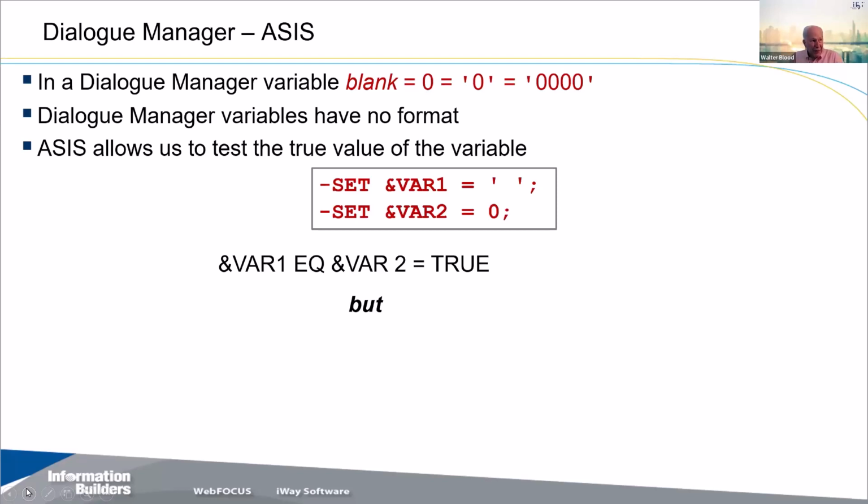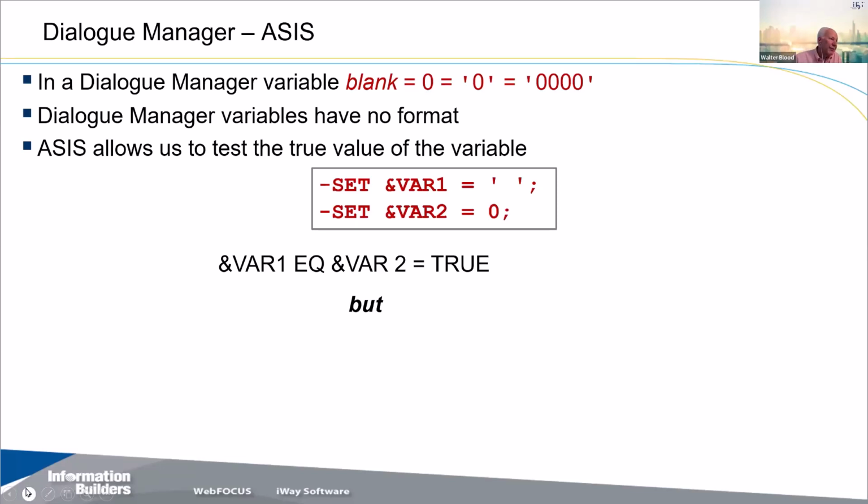If you can see here, I've got a -SET &VAR equals space and a -SET &VAR equals zero, right? And those are the default values basically when we don't have something. If you don't have a data set, that's what you're going to get. If you push this into a numeric field, it'll be zero. If you push it into an alpha field, it'll be a space. All right. So &VAR1 equals &VAR2 is generally true for the most part.